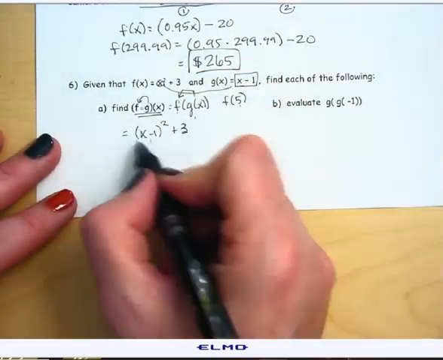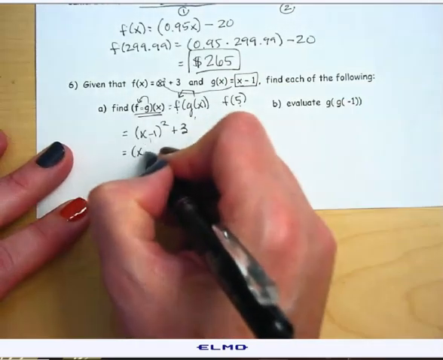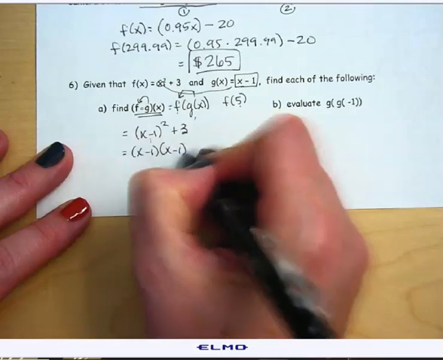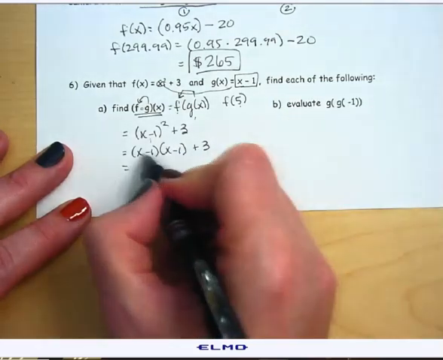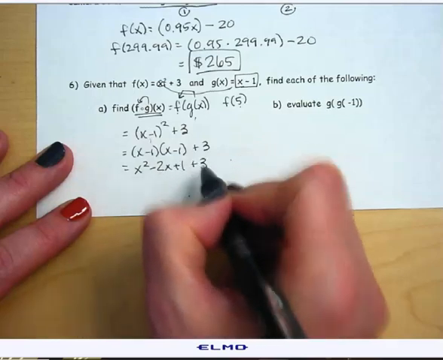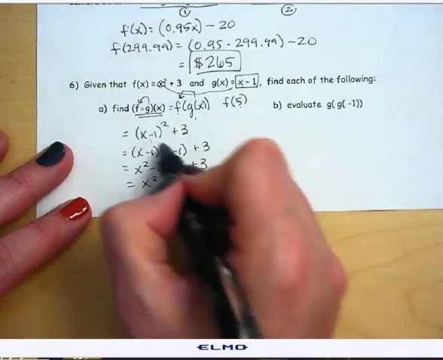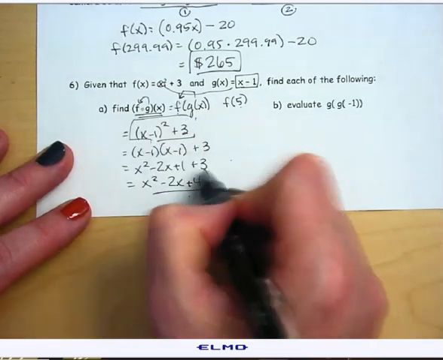And you can actually leave this as your answer if you like, or if we expand it, x minus 1 squared means x minus 1 times itself. That's a FOIL situation, which would give me this. Then combine the 1 and the 3. So I would take this answer or this answer.